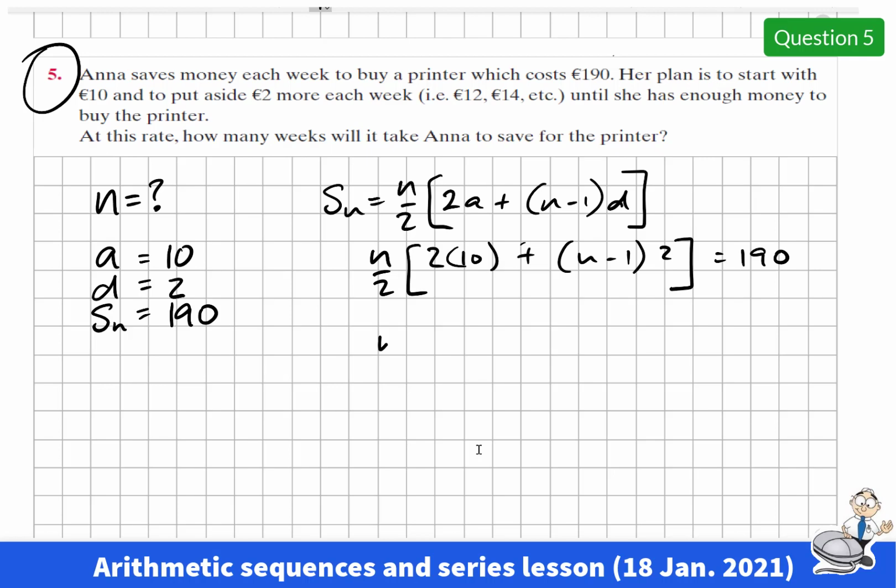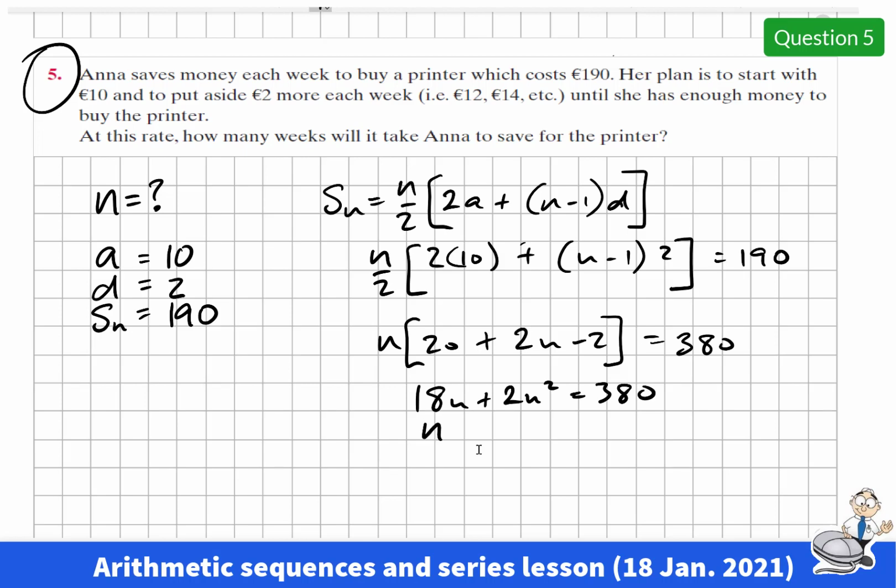I'm going to double both sides. So n times 20 plus 2n minus 2 is equal to, when I double this side, 380. Multiplying this out, 20 take 2 is 18, so I'm saying 18n plus 2n squared is equal to 380. Halving both sides and putting the n term first, I'm getting n squared plus 9n minus 190 equal to 0.